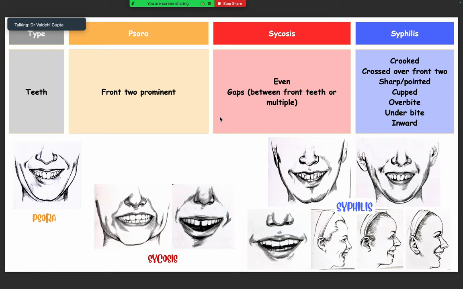So in Psora, the feature is that the front two teeth would be prominent. In Sycosis, it will be even, and there may be a gap between the front teeth or multiple gaps along with the front teeth. When there is a gap in other teeth, it will not be considered in Sycosis. In syphilis, there are various features like crooked, crossover front two teeth, sharp or pointed teeth, cupped teeth when there is a semicircular arc at the edge of the teeth, overbite and underbite, and also inward, when the front teeth are slightly inward along with the other teeth. So all these features are in syphilis.